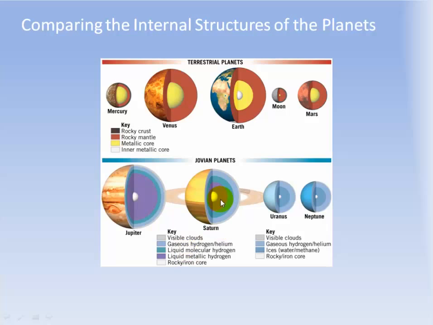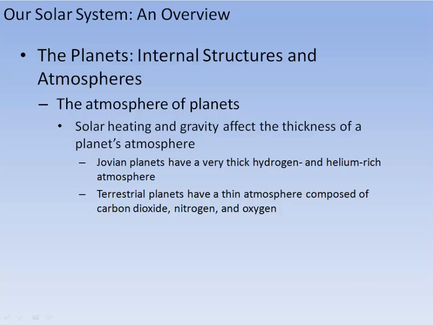Jupiter and Saturn have a rocky inner iron core and liquid metallic hydrogen, and liquid molecular hydrogen and gaseous hydrogen and helium. And on the outside, they also have visible clouds and ices.